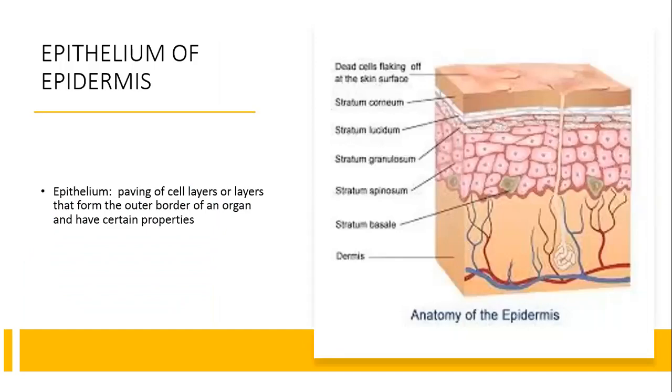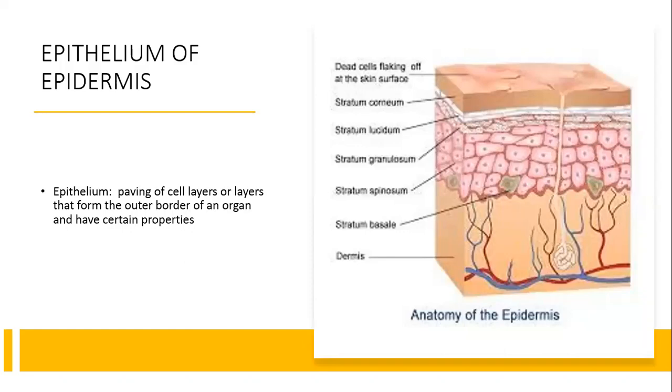So the epidermal layer is also broken down into epithelial layers. If we speak about the epithelium of the epidermis, we mean that it's a paving of cell layers that form the outer border of an organ. And these layers of cells have certain properties.